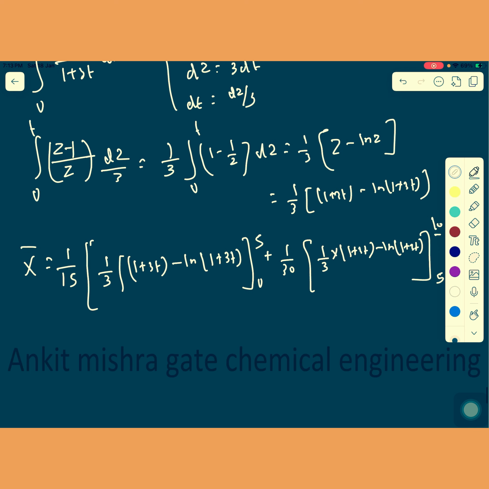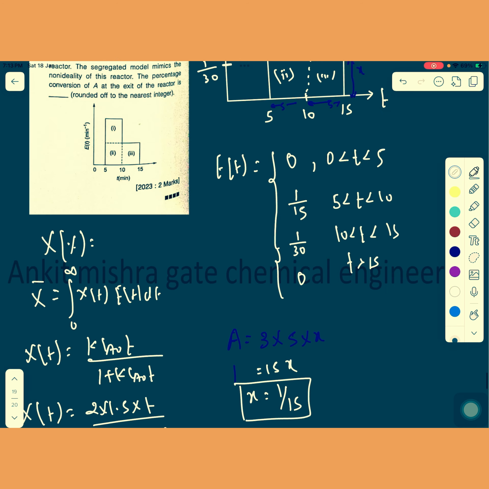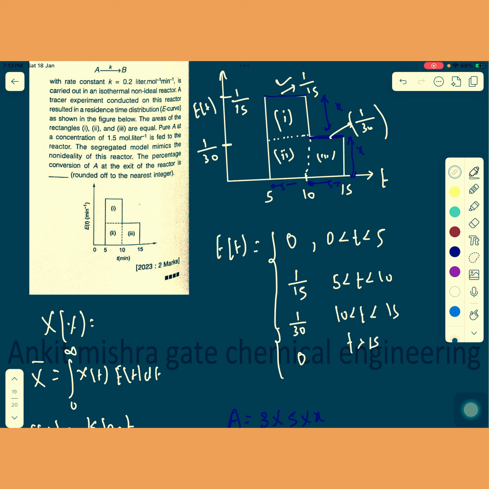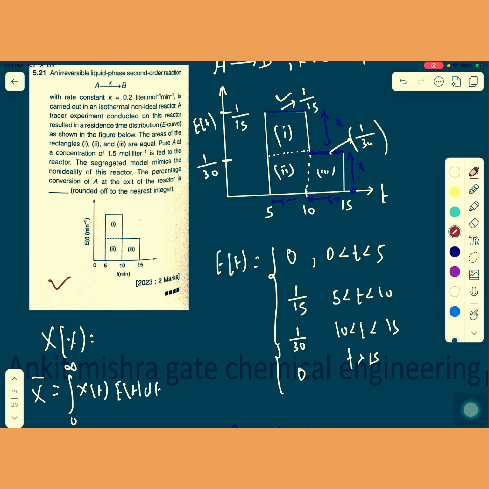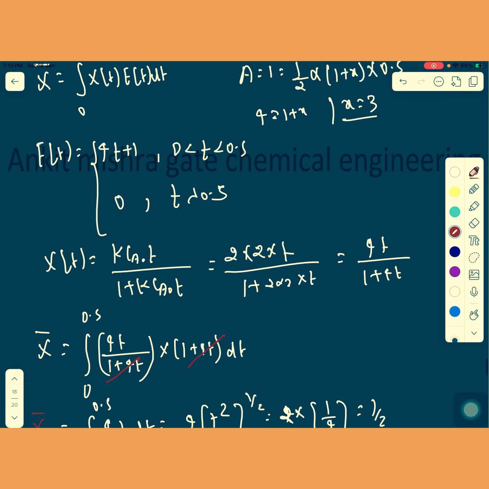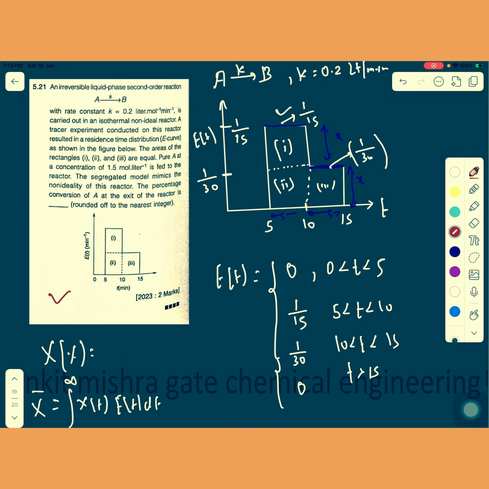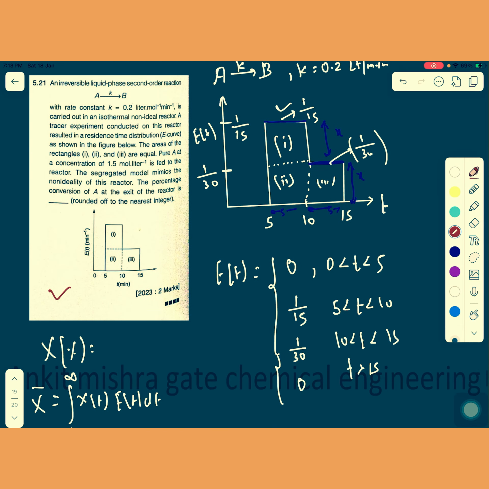And once you solve these things, you will get your answer, and you have to calculate the percentage conversion. So I think they have asked you to calculate percentage conversion also. So here you can write the percentage conversion. But again, I am telling you, the fundamental things are similar. The previous questions were also similar. This question is also similar. Only they are changing the value of the E(t) curve.